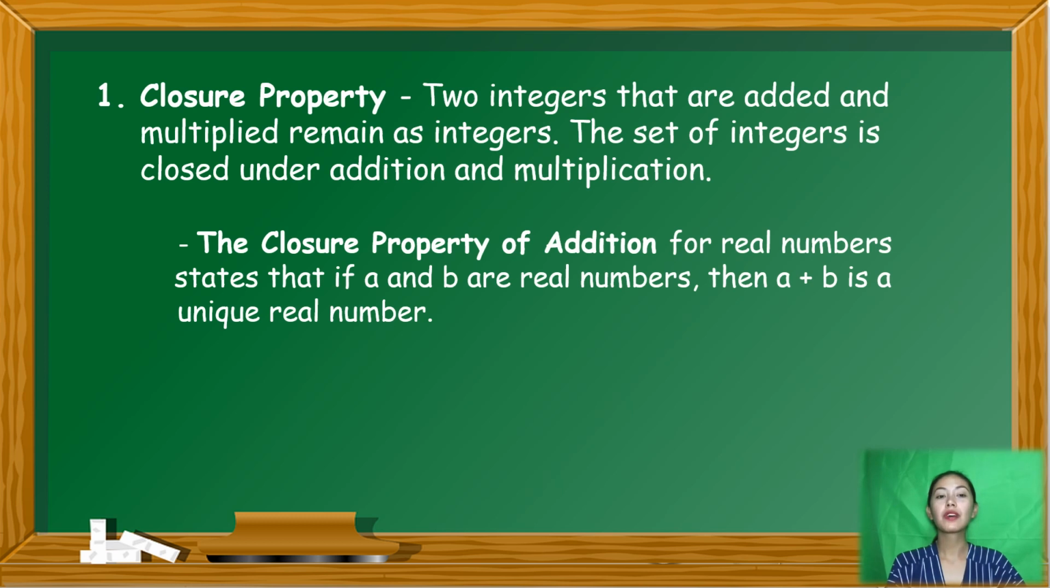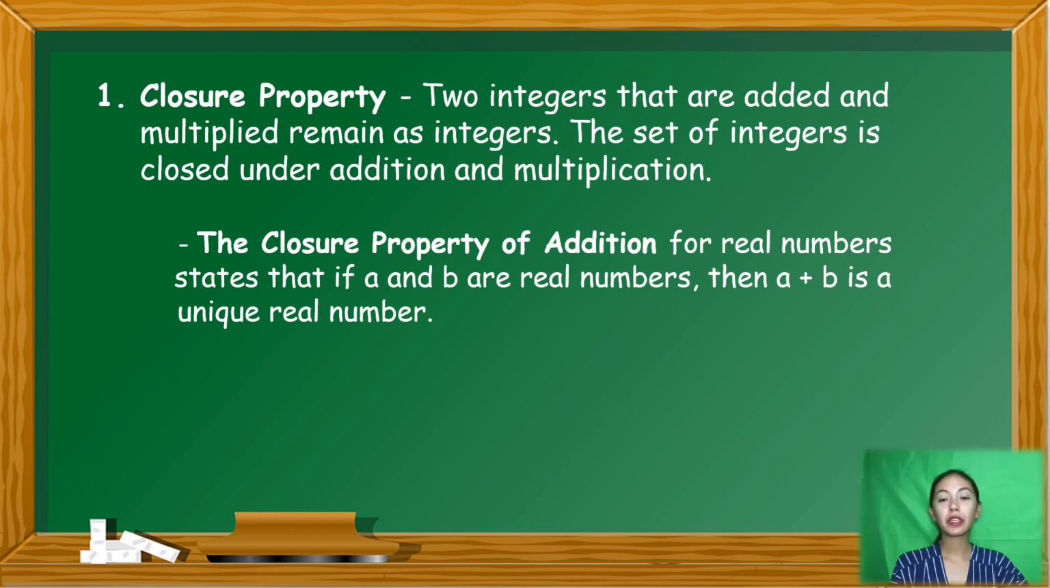Here are the properties of operations. First, we have the closure property. It states that two integers that are added or multiplied remain as integers. The set of integers is closed under addition and multiplication. So there are two operations under this property, addition and multiplication.